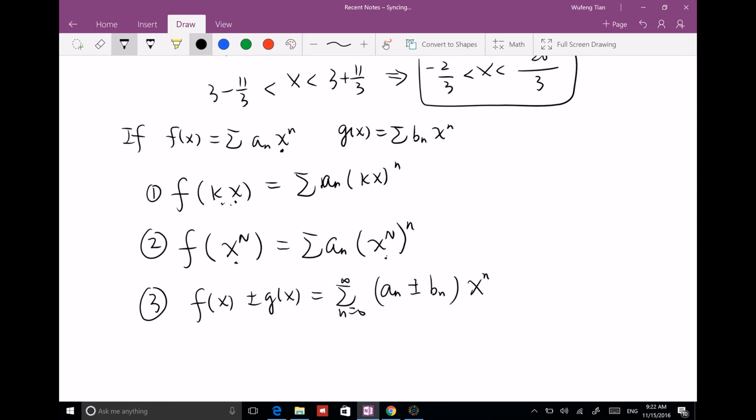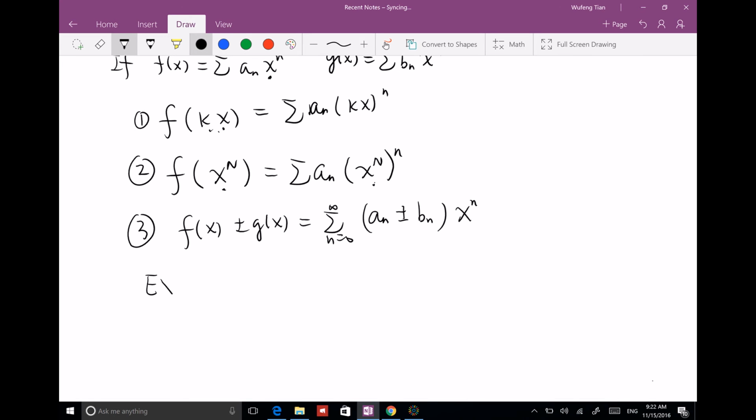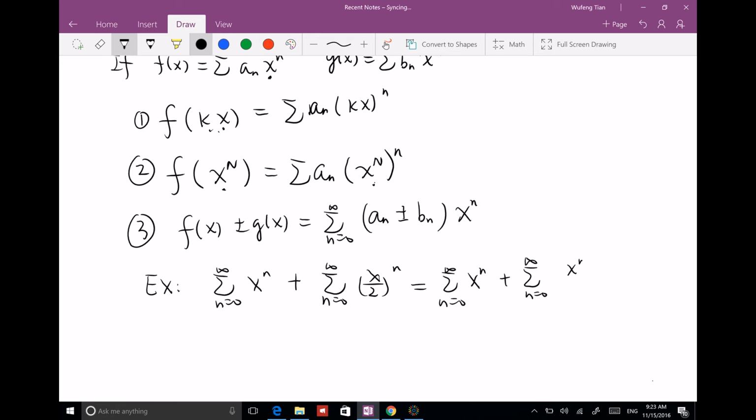Okay, for example, a simple example: if you have the sum from n equals 0 to infinity of x to the power n, plus the sum from n equals 0 to infinity of (x over 2) to the power n. Basically I can change this into the sum of x^n plus the sum of x^n over 2^n, because (x over 2) to the power n you can change into x^n over 2^n.